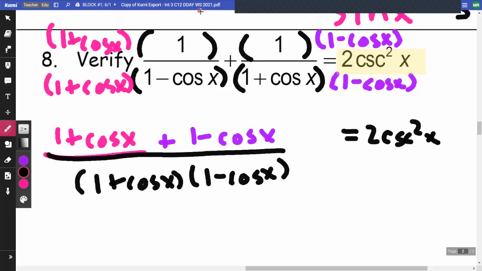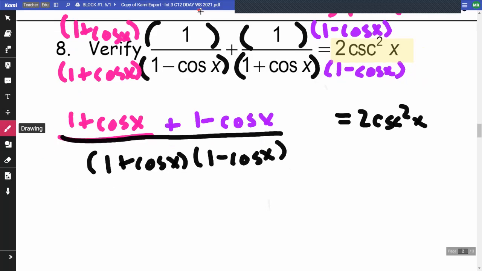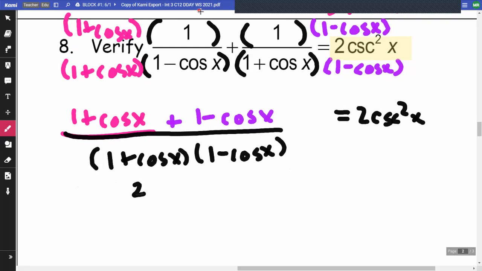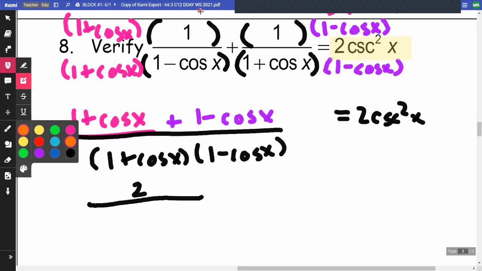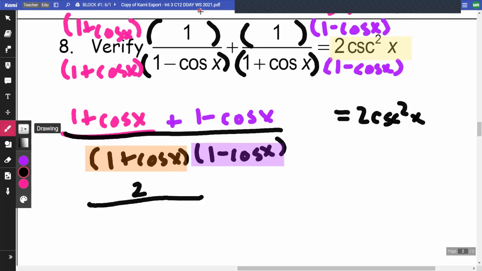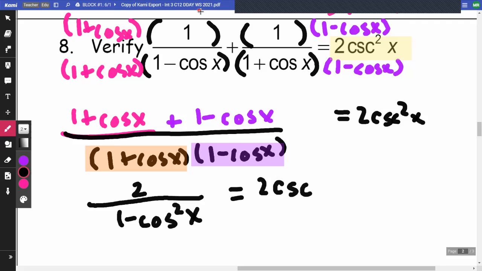Now on top, I get a 2 because of the 1 plus 1, the cosine x cancels out. And a 1 plus cosine x, let me highlight it, this 1 plus cosine x times this 1 minus cosine x. That is a difference of 2 squares. That is a 1 minus cosine squared x. And again, this is what we're trying to get.